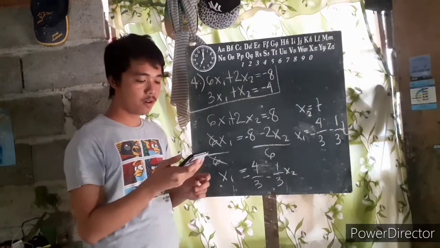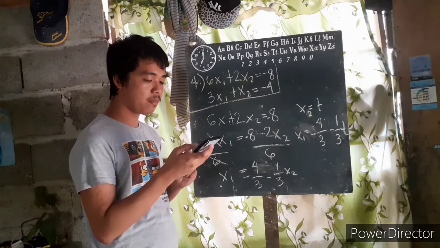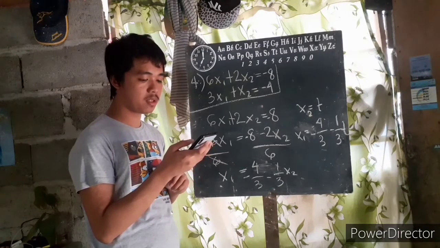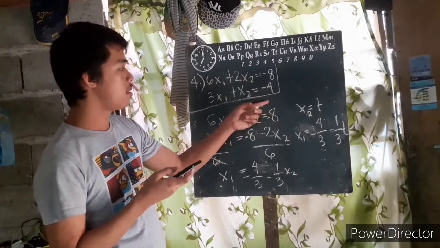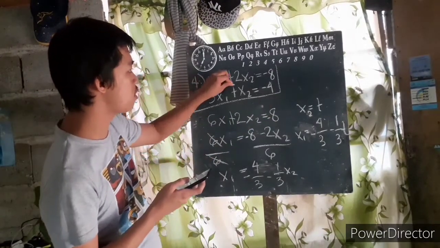Now in item number 4, we have a question: the linear system below has infinitely many solutions. Use parametric equations to describe its solution set. So we have equations here, and we just need to choose one. So I choose this equation.